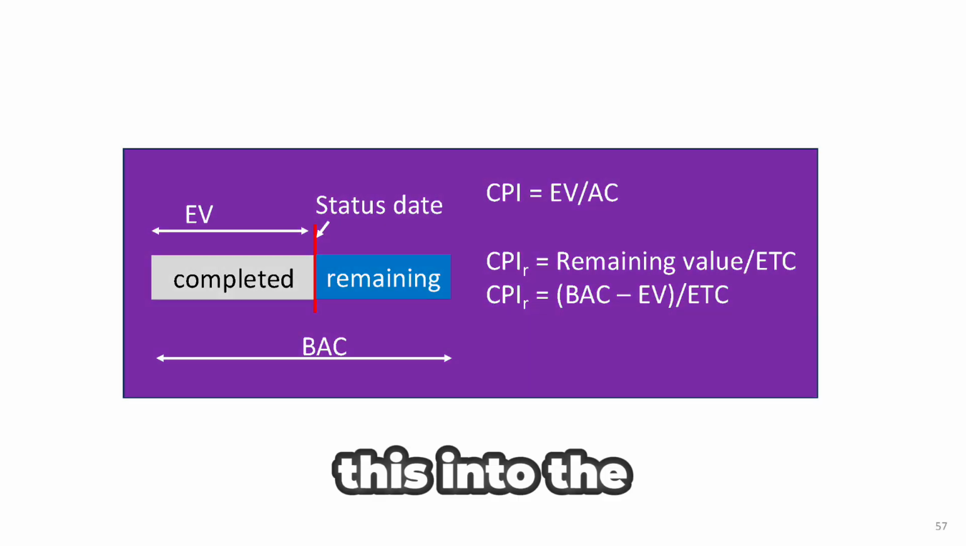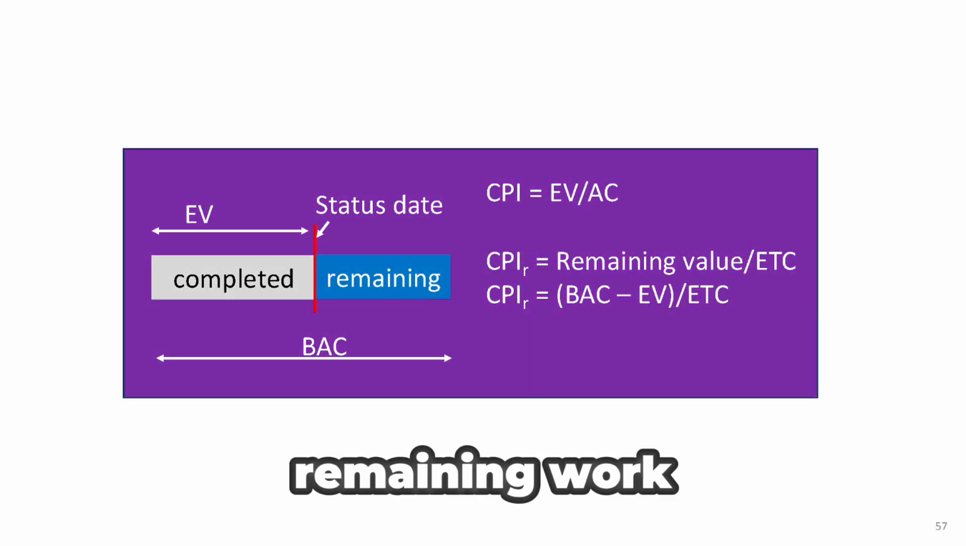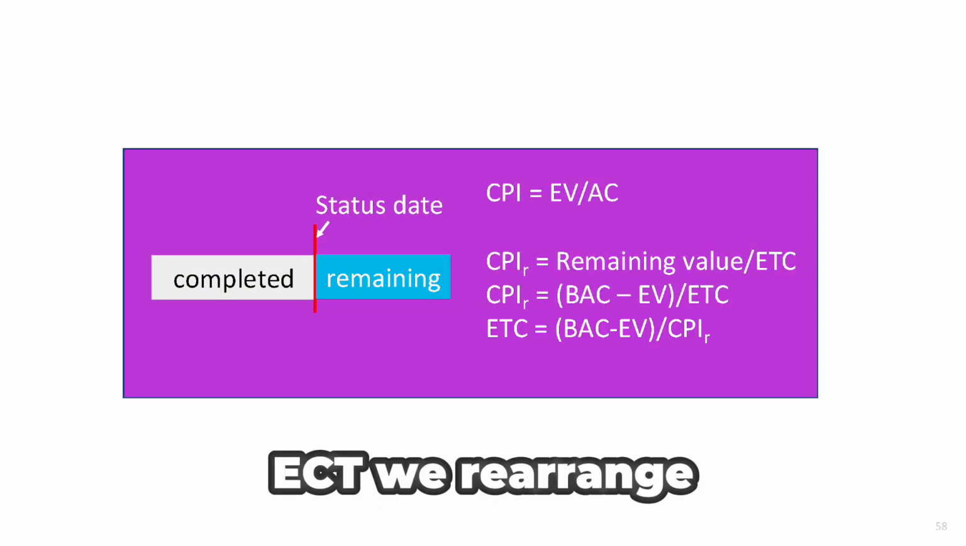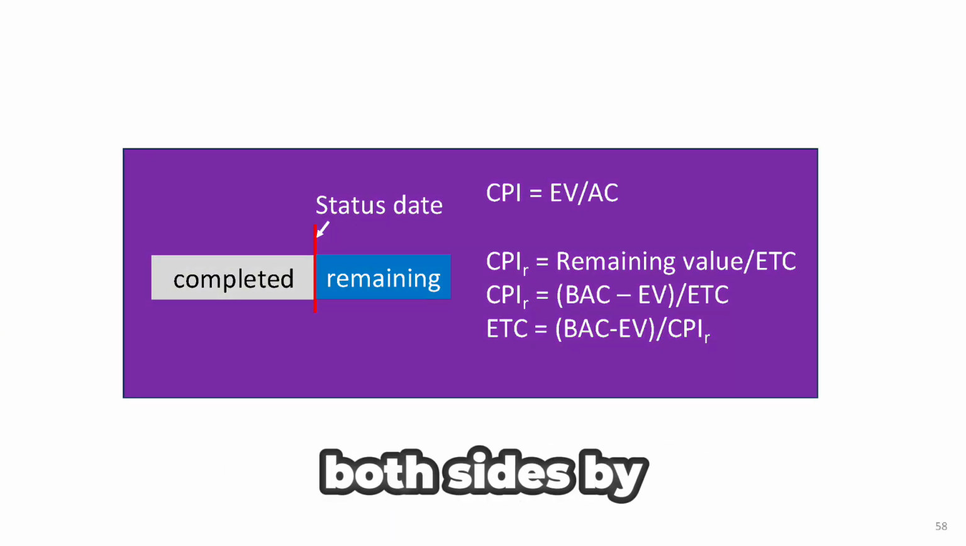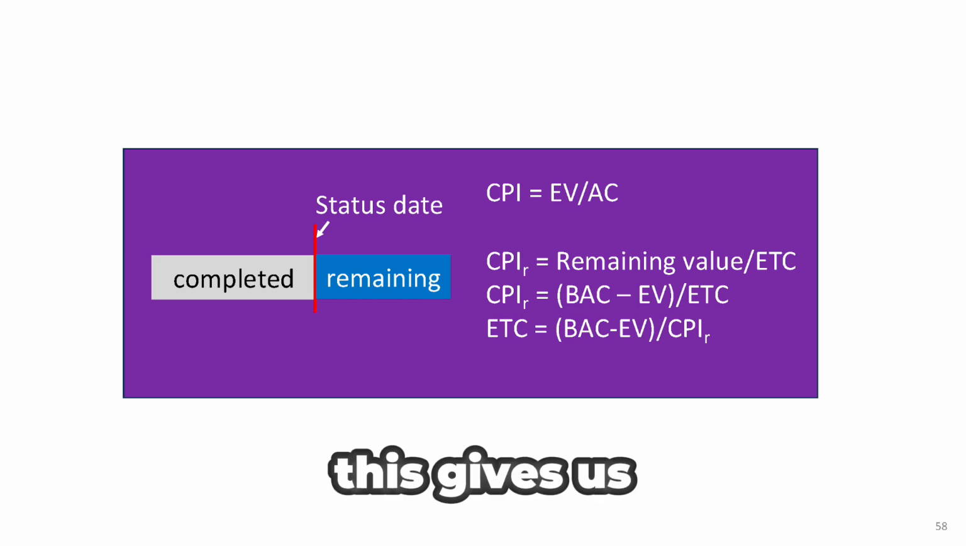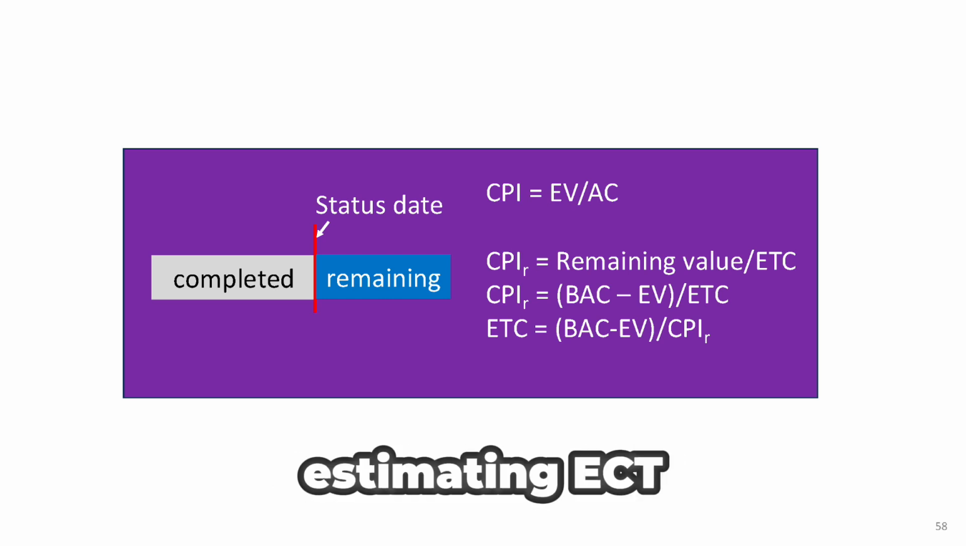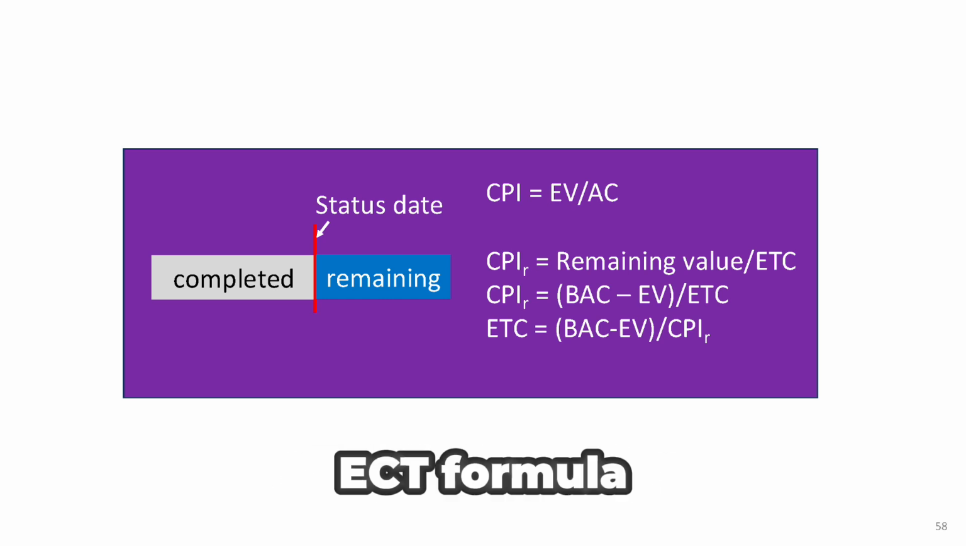If we substitute this into the CPI formula, we get a new form of the CPI that applies to the remaining work. To solve for ETC, we rearrange the equation, multiply both sides by ETC, and then divide both sides by CPIR. This gives us the formula for estimating ETC, and that's how we derive the ETC formula.